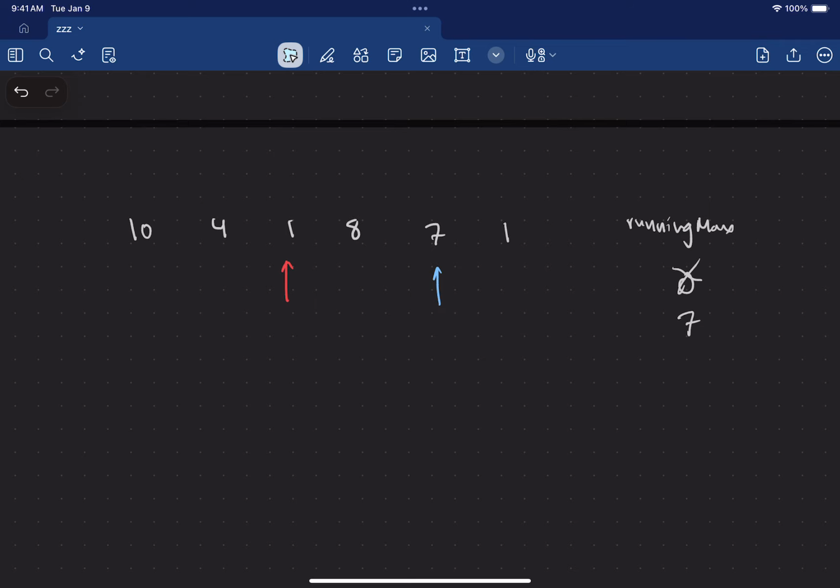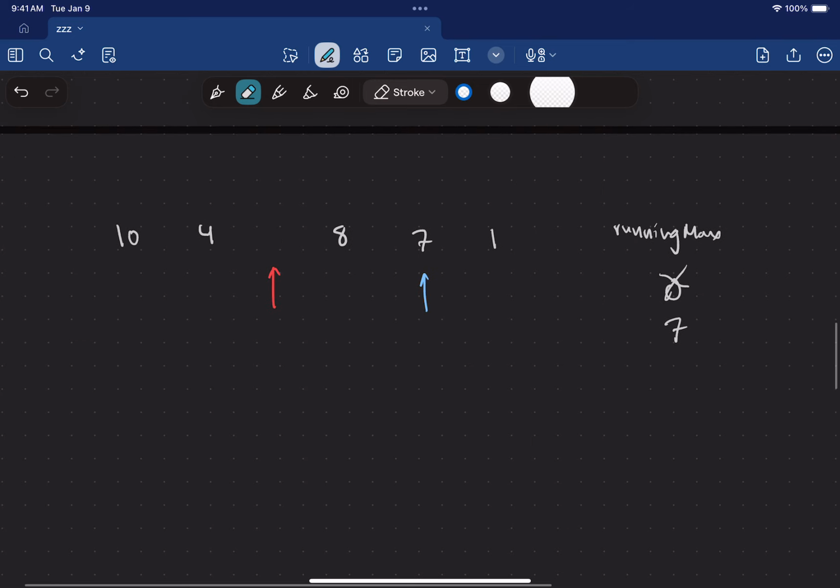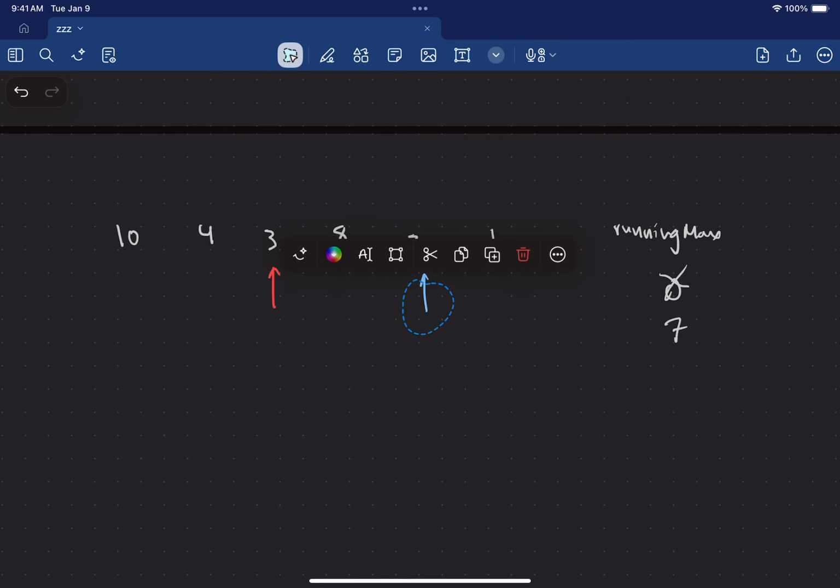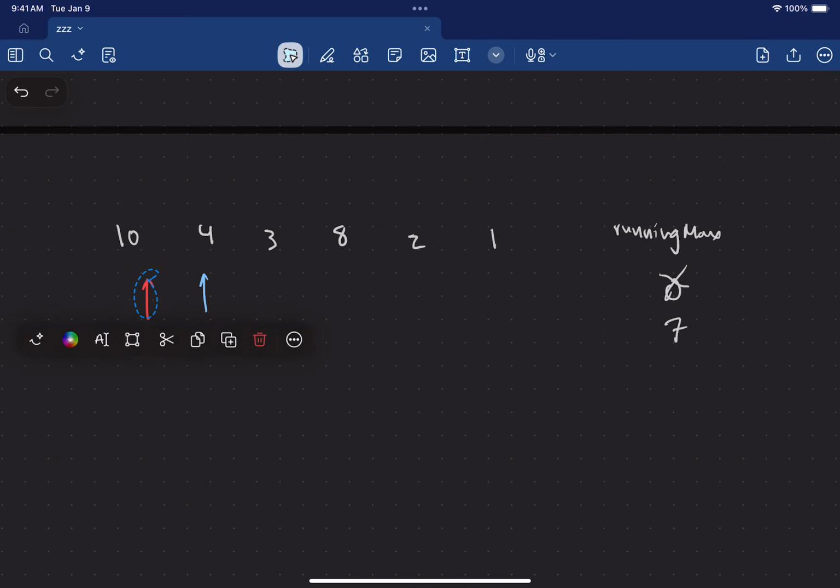So actually, let me, again, I don't think I chose the best illustration here. Maybe let's change this to a 3. And then change this to a 2. Okay. All right, so once again, negative, slide this over. 0, slide this over. Negative, slide this over. 0, slide this over. Okay, so we get a profit of 5 right here.